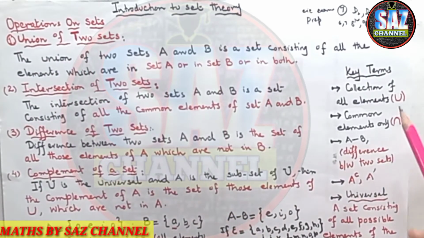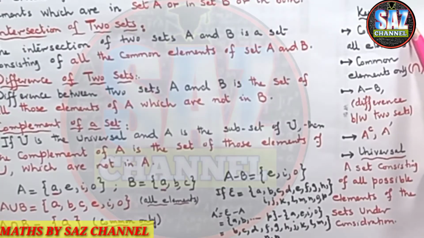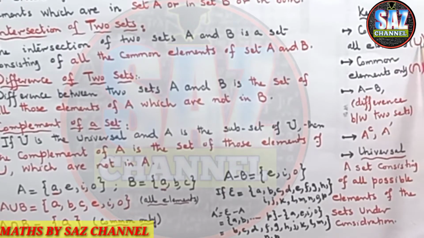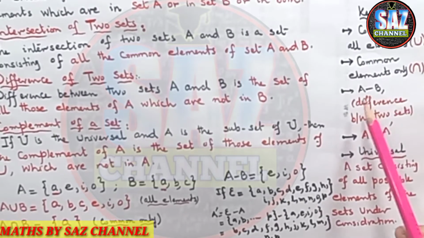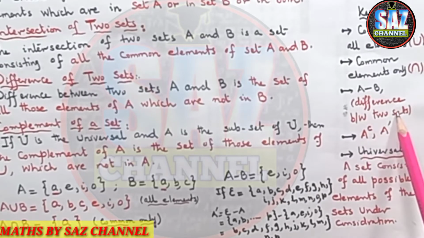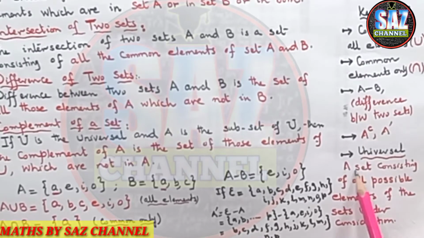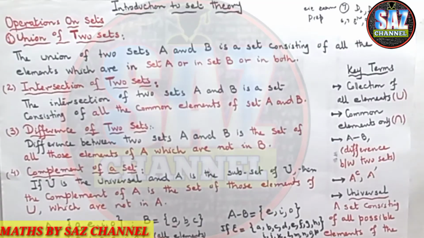Before going to the lesson, there are some key terms that we have to understand. What does the term union mean? The union means the collection of all elements and its symbol is ∪. Intersection means the common elements only and its symbol is ∪ upside down, ∩. Then A minus B, the difference between two sets, and then A complement or A dash is read as A complement. And then what is the universal? Universal is a set consisting of all possible elements of the sets under consideration. Let's move to the actual lesson.